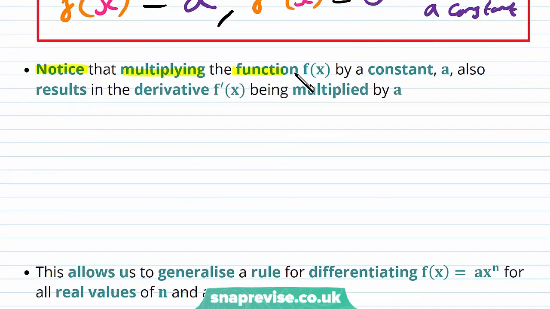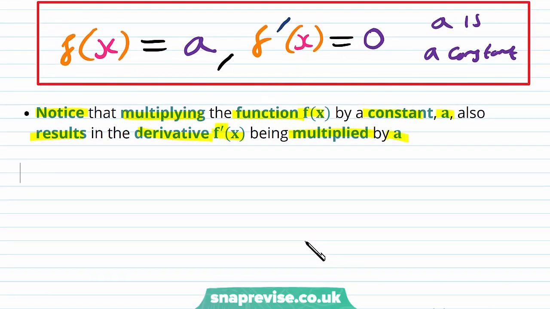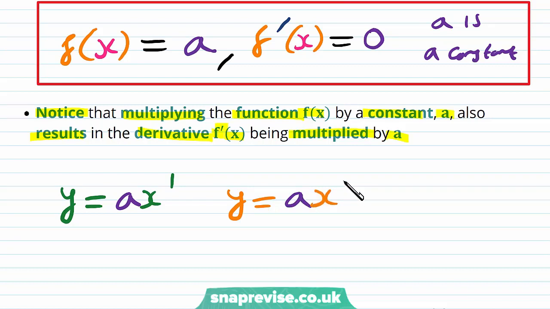Notice that multiplying the function f of x by a constant a also results in the derivative f prime of x being multiplied by a. So if we consider our first few examples we had before, but each one multiplied by a, for our first one we have y is equal to a multiplied by x to the power of 1 this time, and our second example was y is equal to, this time, a multiplied by x cubed, and then for our last example, y is equal to a multiplied by x to the power of 1/2.